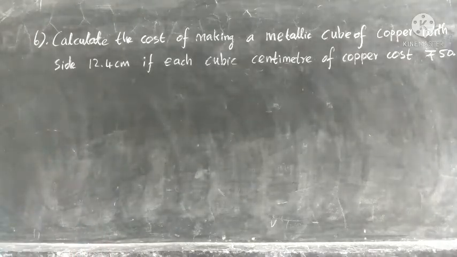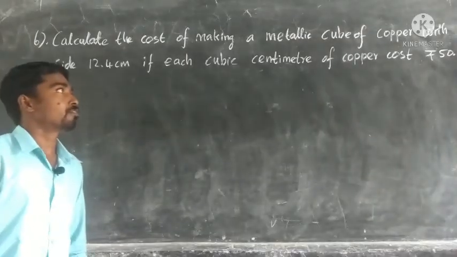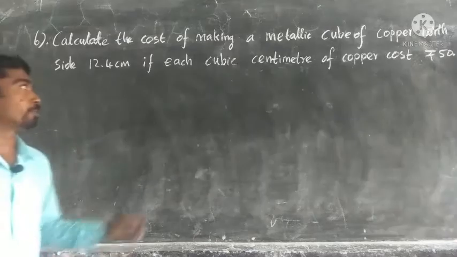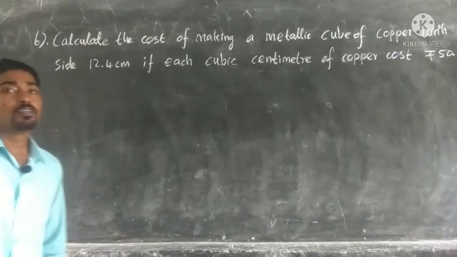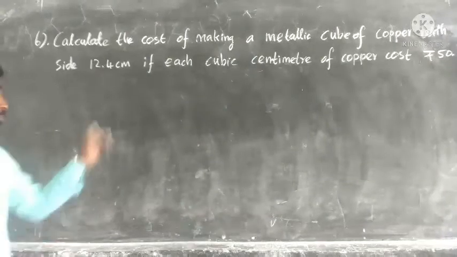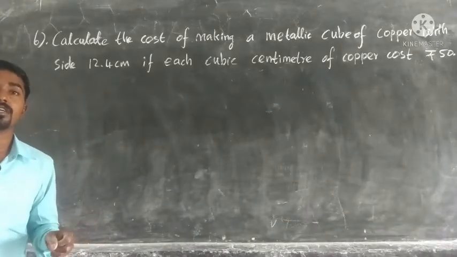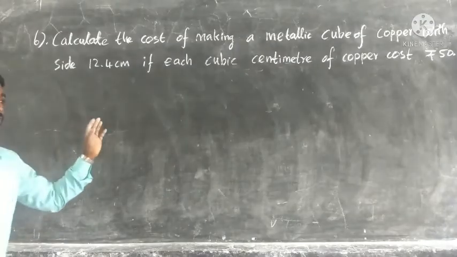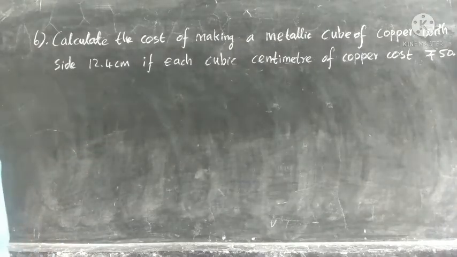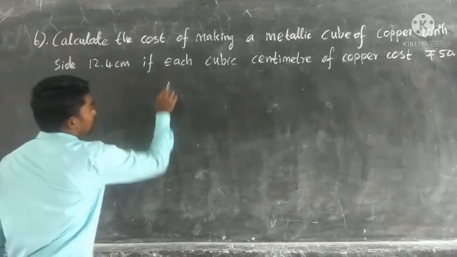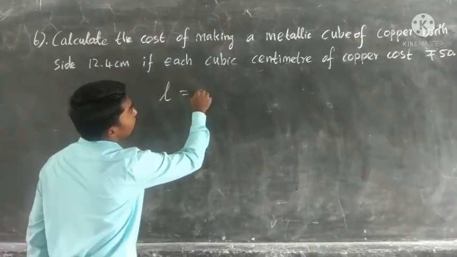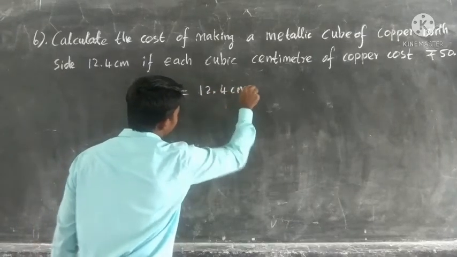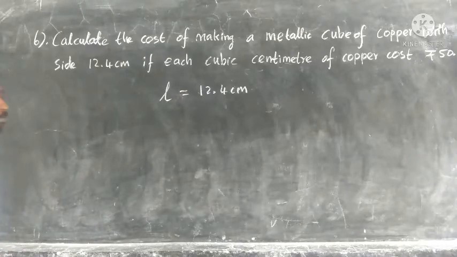Calculate the cost of making a metallic cube of copper with a size 12.4 centimeter if each cubic centimeter of copper costs 50 rupees. By using this data, first we are going to find volume of metallic copper. Let the size of metallic cube of copper be L. L is equal to 12.4 centimeter.